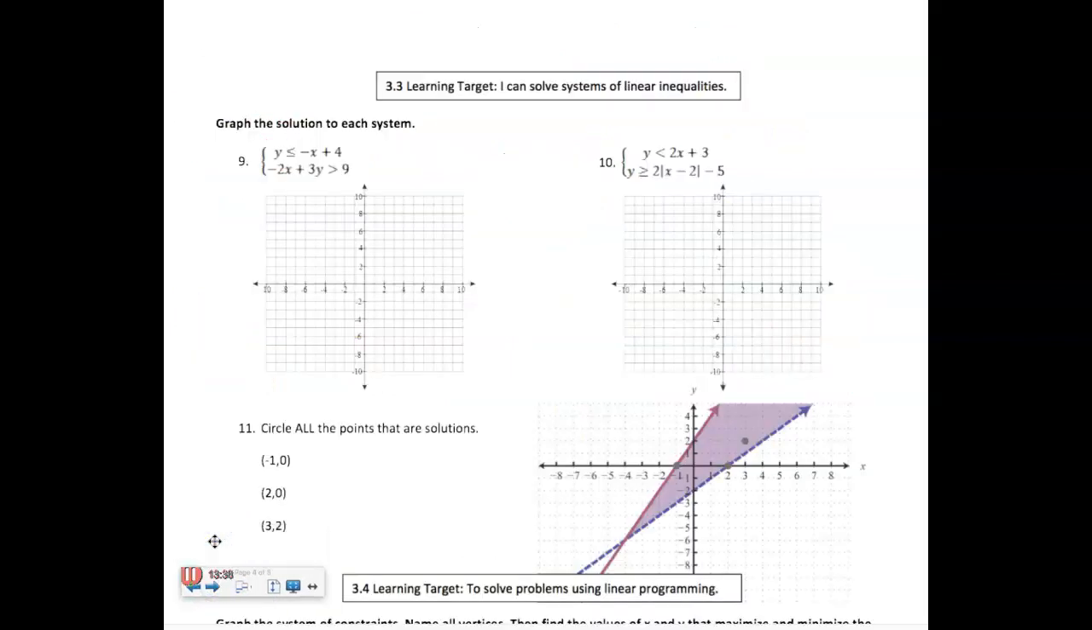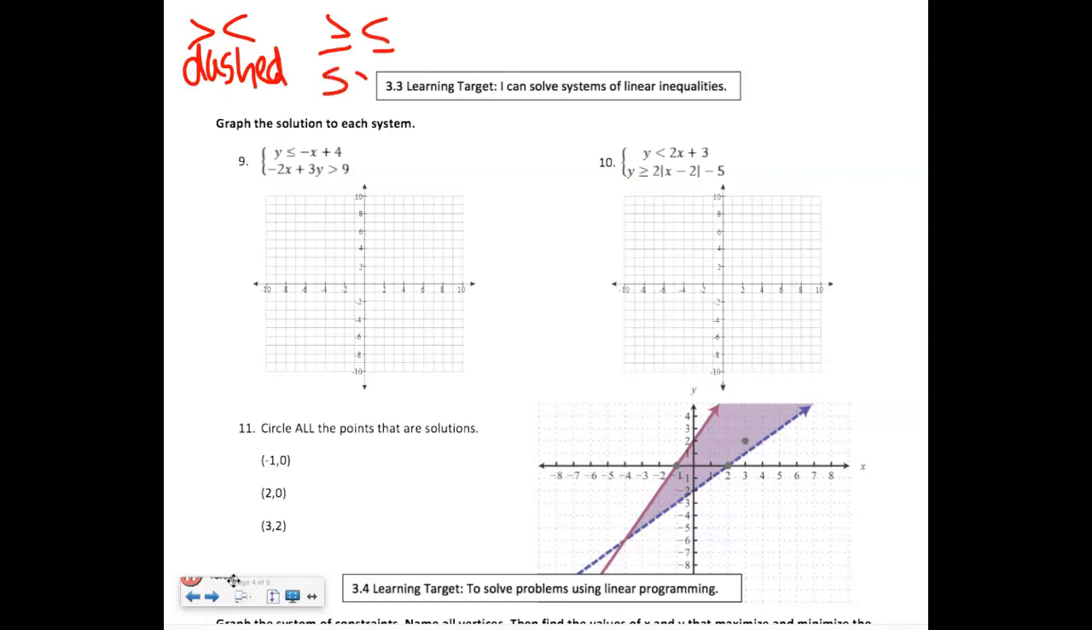All right, now this section is where we are doing our graphing and our shading. I'm just going to do a quick remember. This right here means we have dashed. This right here means we have solid. This right here means we shade above. This right here means we shade below. Okay, so we're going to need that for this whole page.